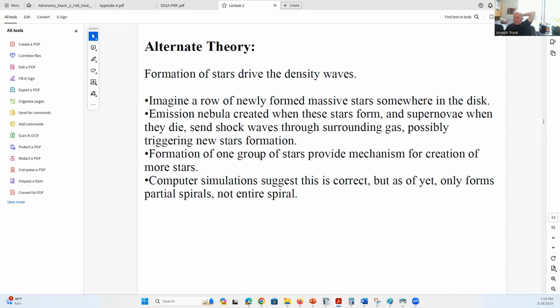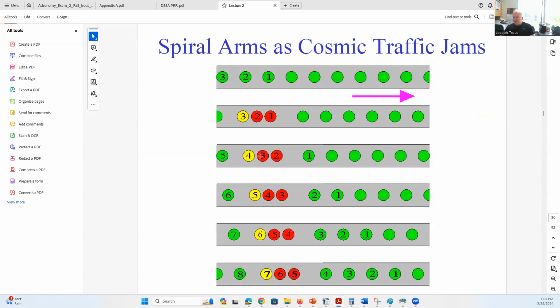So some of the computer simulations suggest that this is correct. But for now, this idea of the traffic jam at least gives you a visual picture of how these spiral arms form.